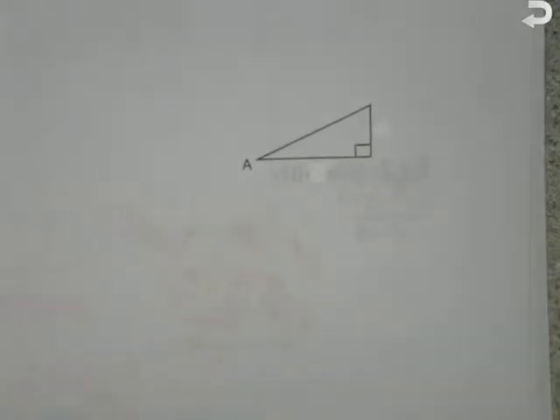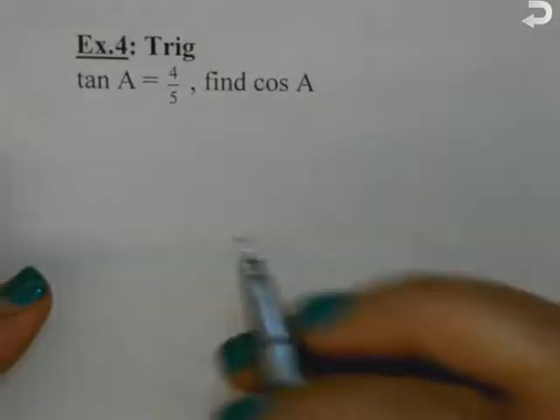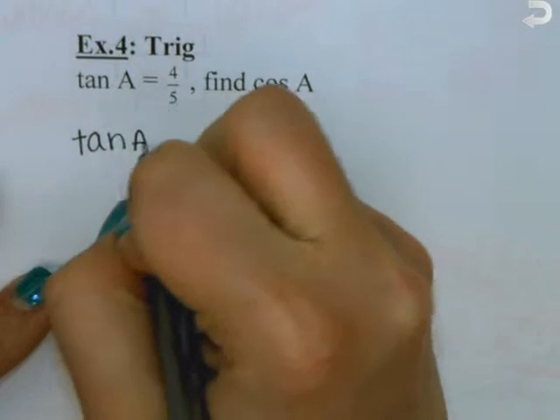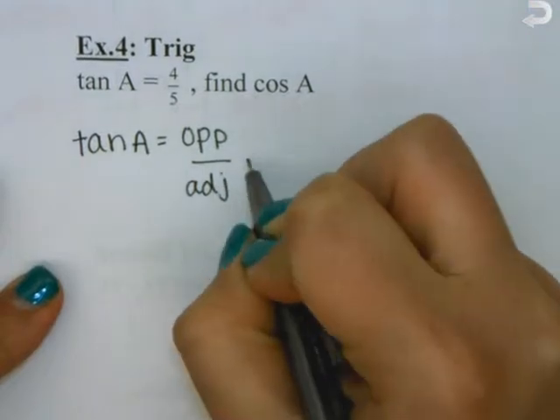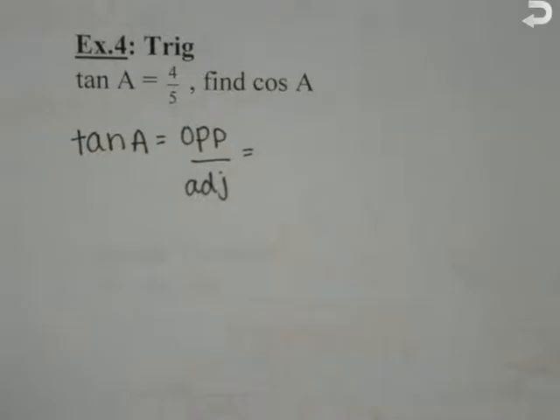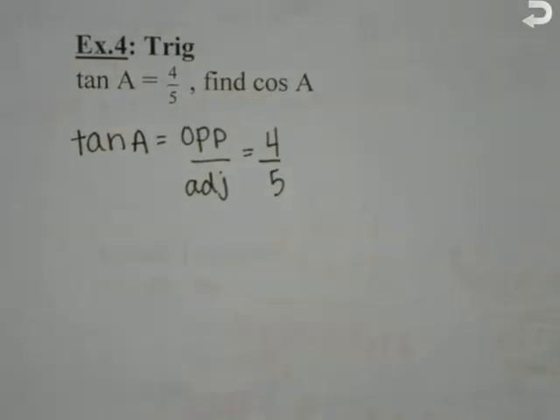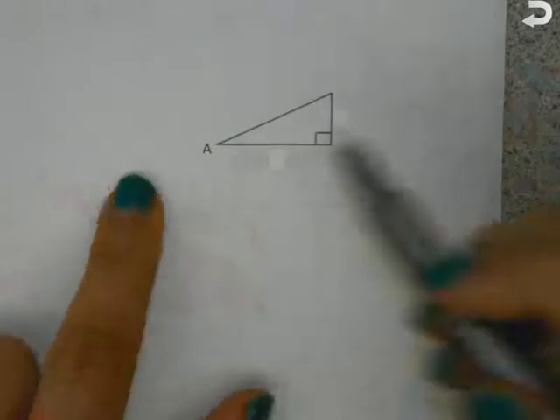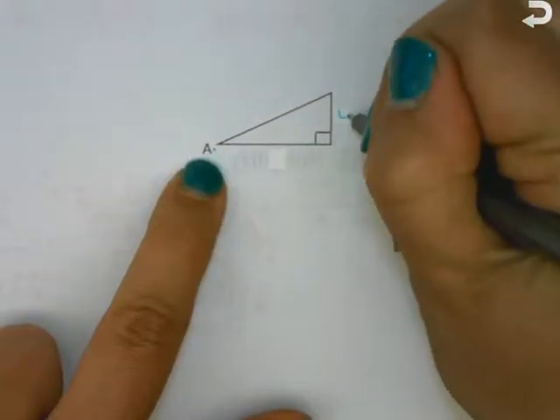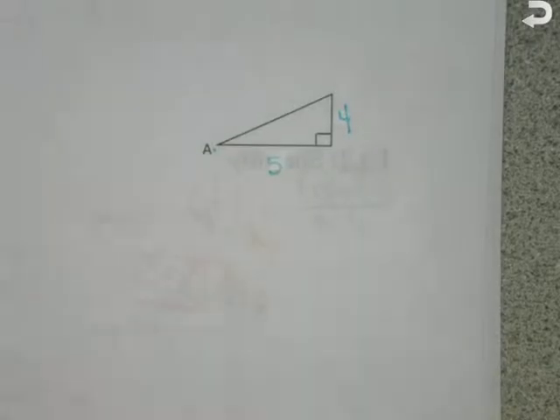So let's look at what we know. Tangent is what over what? Opposite over adjacent. And do I give you a fraction for the tangent? Yeah, 4 over 5. So plug that in to your triangle. The opposite leg of angle A is 4, and the adjacent one is 5. So the opposite leg is 4, and the adjacent one is 5.